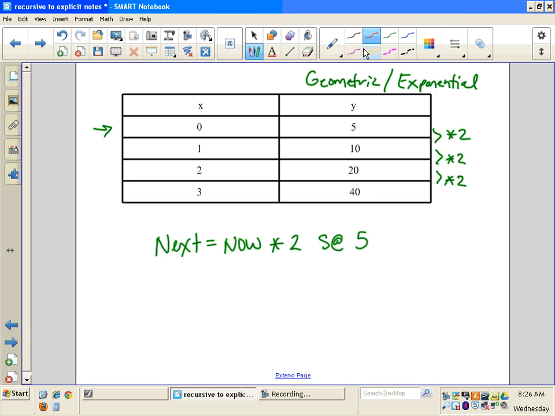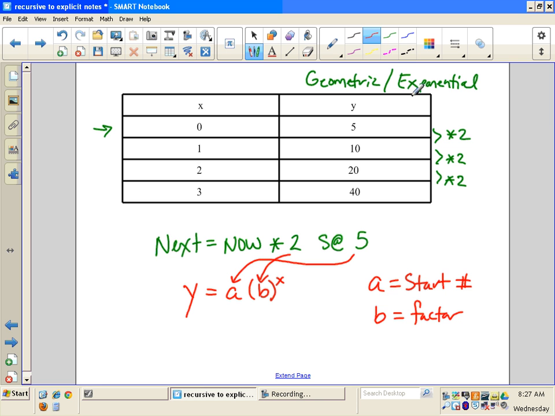Now the general form for an exponential equation is y equals a times b to the x power. And in this case, the a is your starting number, and the b is your factor, what you are multiplying by each time. So unlike with the linear where it just went first into the first position, second into the second position, in this case you have to think a little bit more. Your factor, what you're multiplying by, is going to go into the b position, and your starting value is going to go into the first position.